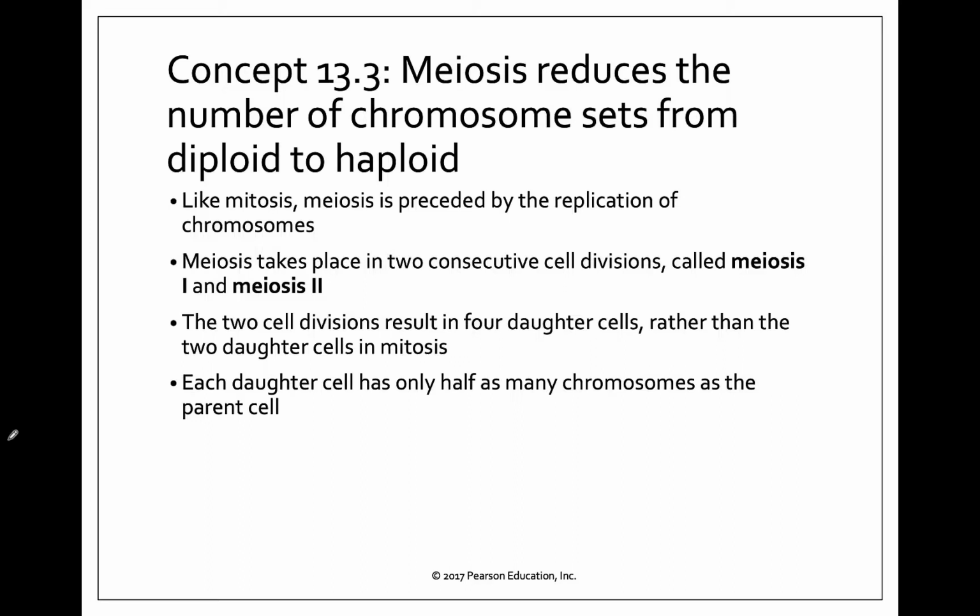So now we're going to go through all of the steps of meiosis. And meiosis, just like mitosis, has replication of chromosomes. So in interphase, we're going to go through the S phase, which is going to copy the DNA into multiple copies. Unlike mitosis, meiosis is going to have two cell divisions.